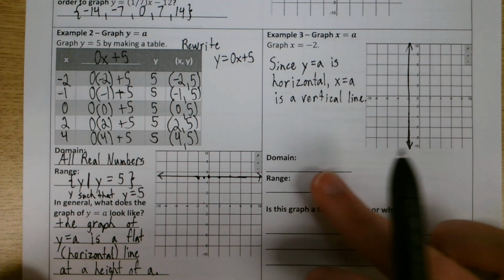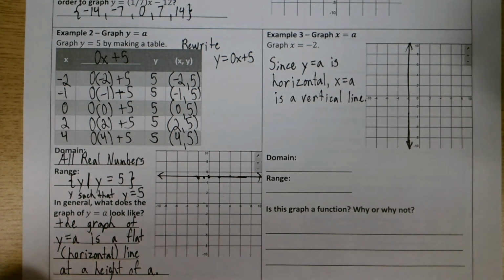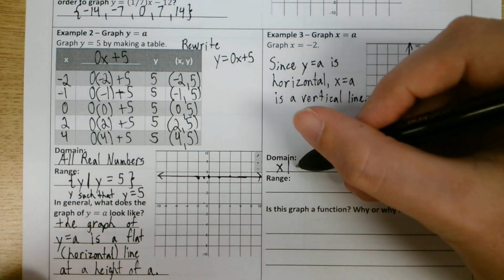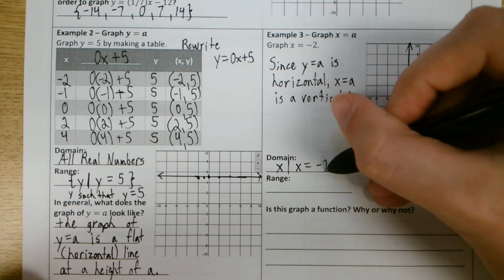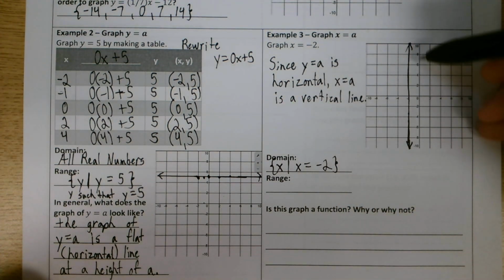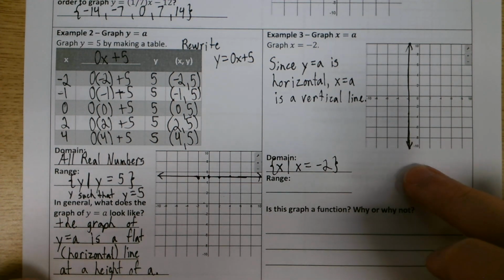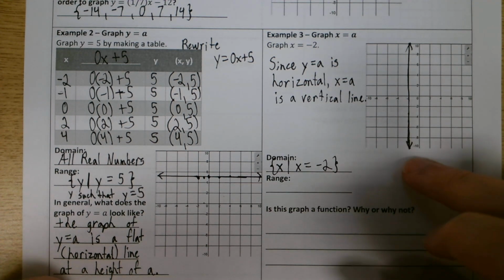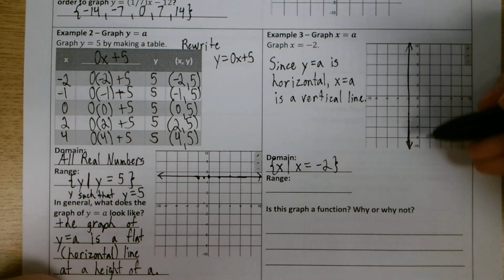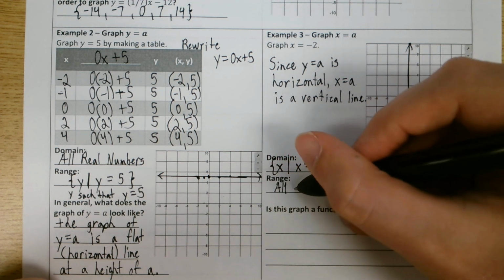Our domain is the values of x. In this case, it's just x's such that x equals negative 2. Our range is the y values. Well, we go all the way down to negative infinity. We go all the way up as well. We have every y value. So our range is all real numbers.